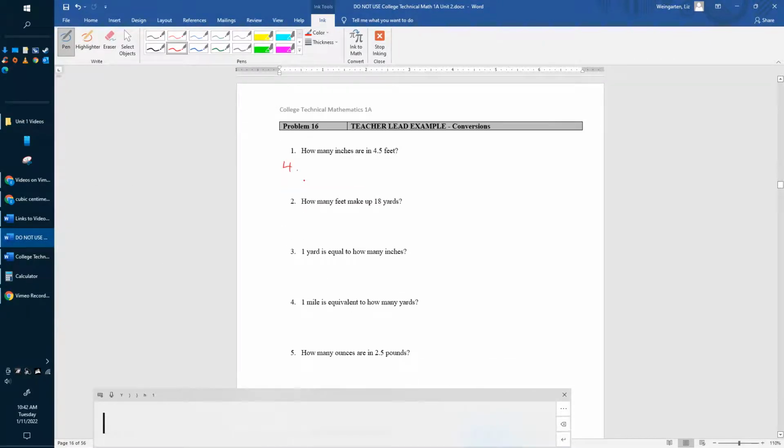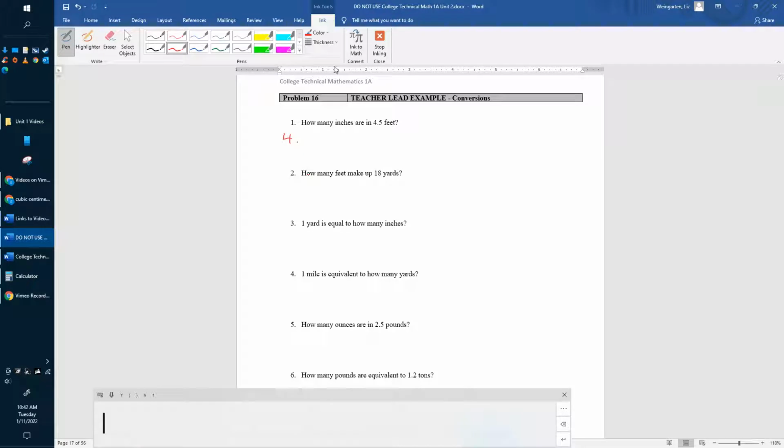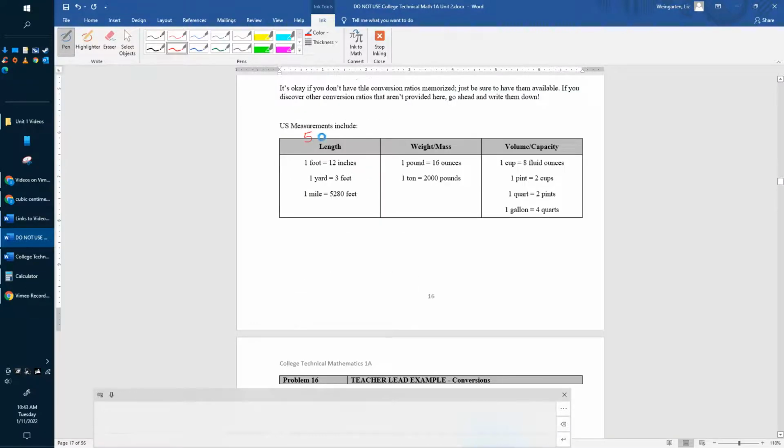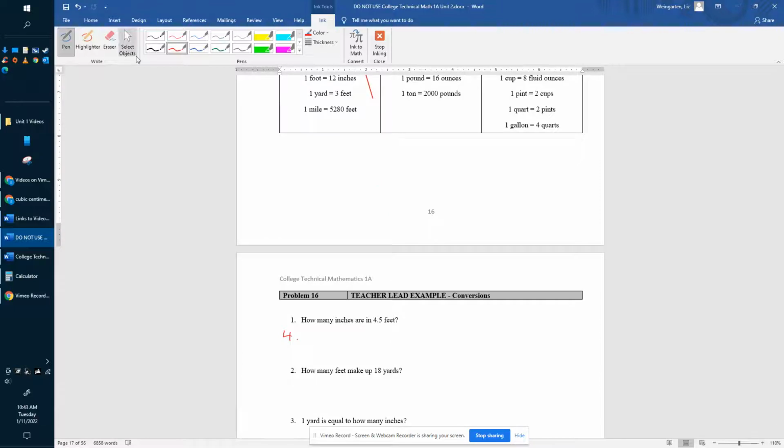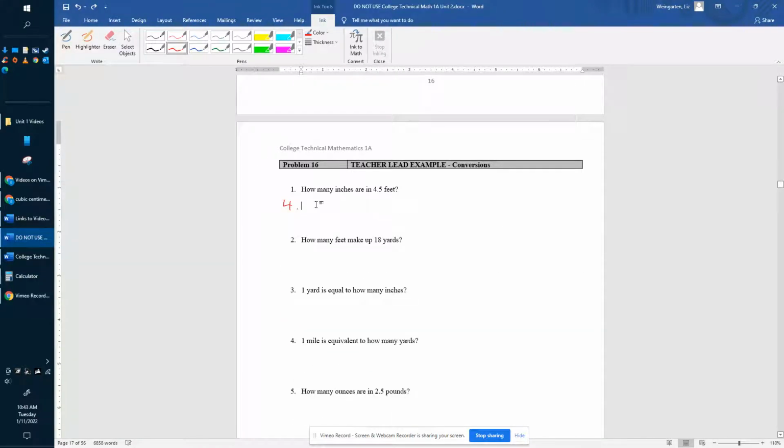We have 4.5 feet over 1. You always start with it over 1. You can ignore that over 1 if you want to, if you're comfortable just looking at it as a simple 4.5 feet. We are going to want feet on the bottom, inches on the top.